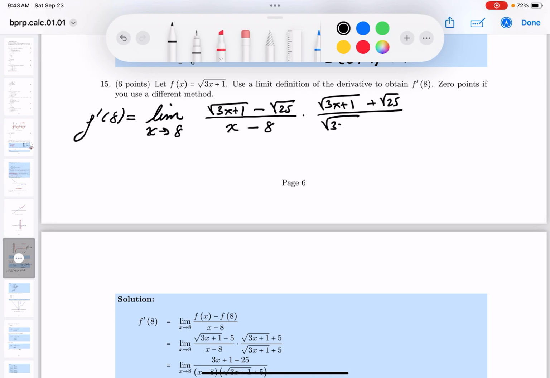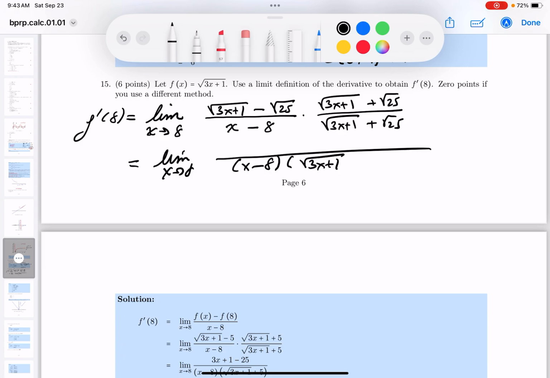Multiply the top by the conjugate, you certainly multiply the bottom by the conjugate. These generally work out pretty nicely. Let's keep going. On the bottom, what do you get? You get x minus 8, and then you get the root of 3x plus 1 plus the root of 25. What do you get on top? 3x plus 1, and then you get minus 25.